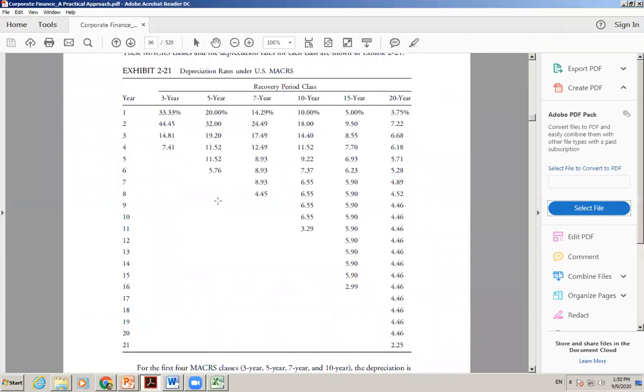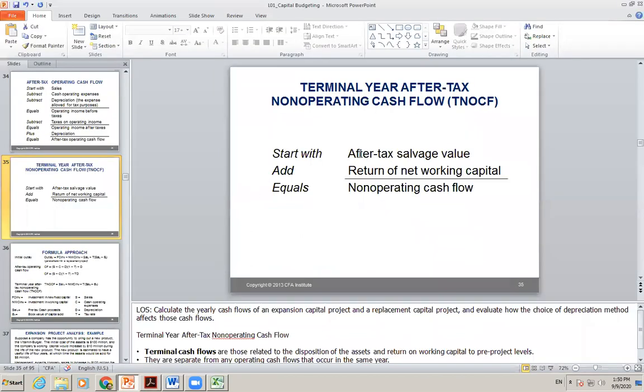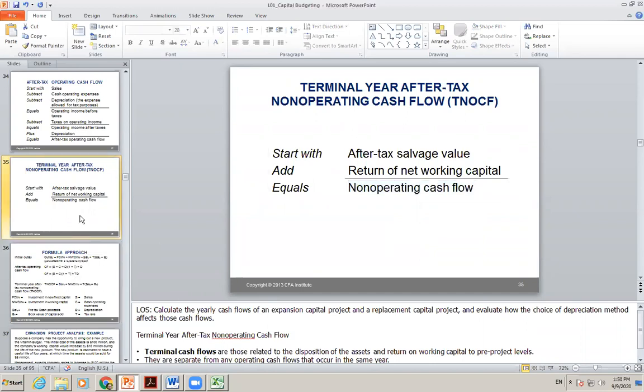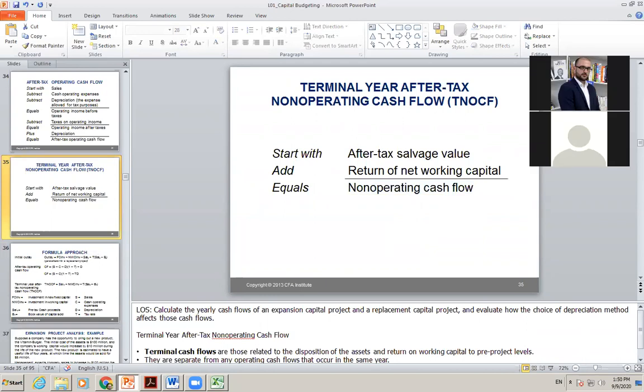So after-tax salvage value, plus the return of the net working capital, the change in net working capital, add it, and that is equal to the terminal non-operating cash flow. Any questions? Anything you want to ask?